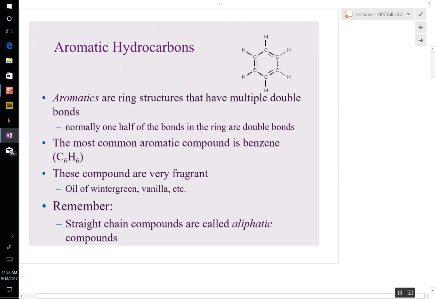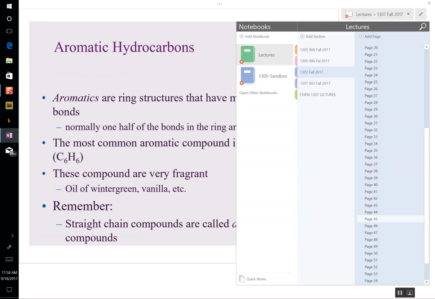I was hoping to get into chapter 12, but I'm not sure I'm going to be able to do that. We still have to cover aromatics. What slide am I on? Okay, we got to do aromatics here.